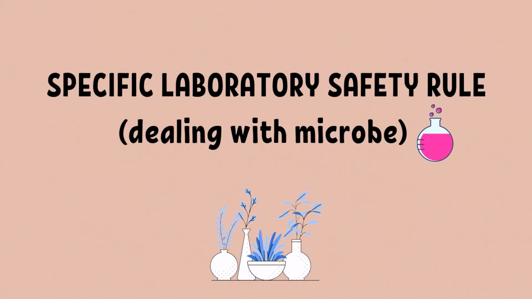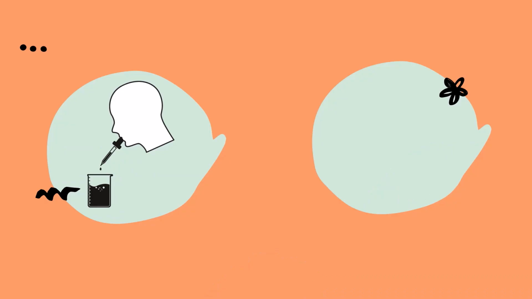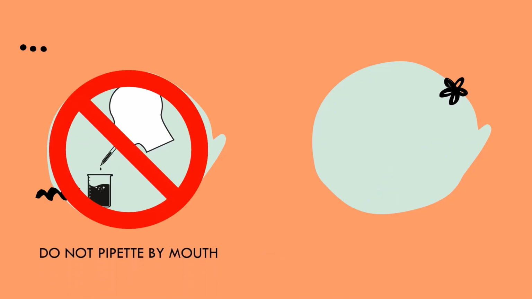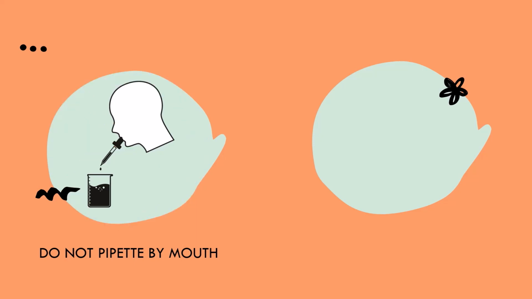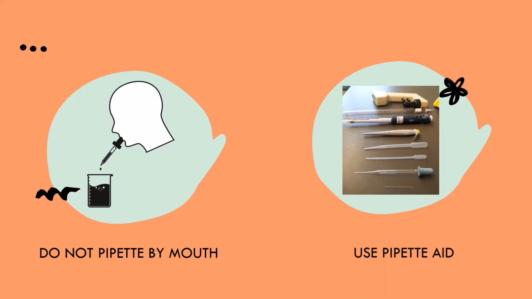I will now explain the specific laboratory safety rules, especially when dealing with microbes. Firstly, always remember to sterilize the equipment and materials before doing any experiment. Next, never pipette using your mouth. In the past, some lab employees were taught to mouth pipette, which resulted in many laboratory infections. Therefore, mouth pipetting has been strictly prohibited ever since. In this modern world, pipettes have been created, so use them instead of your mouth.